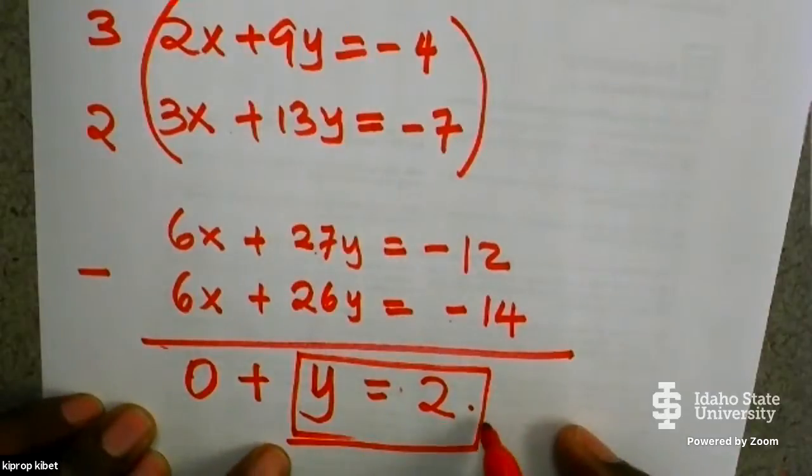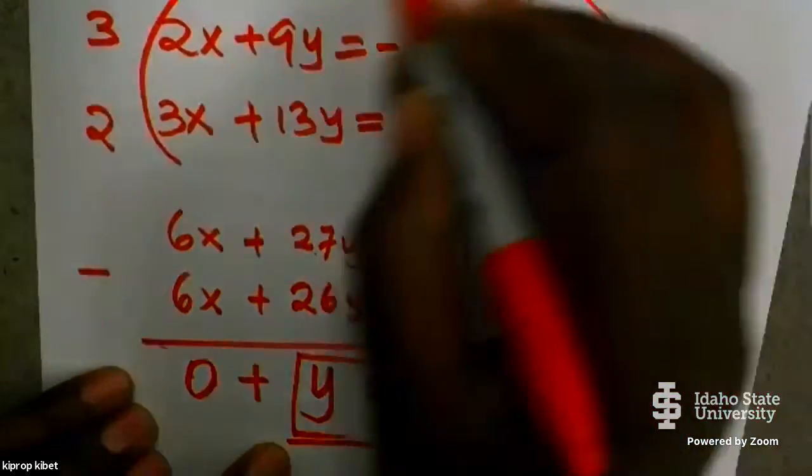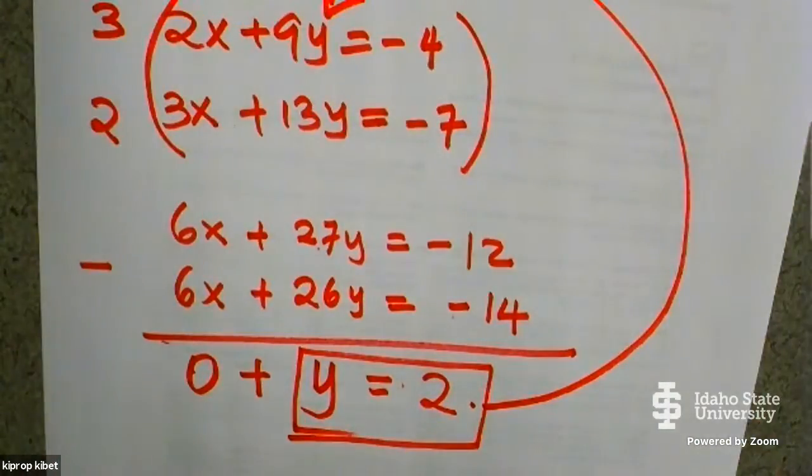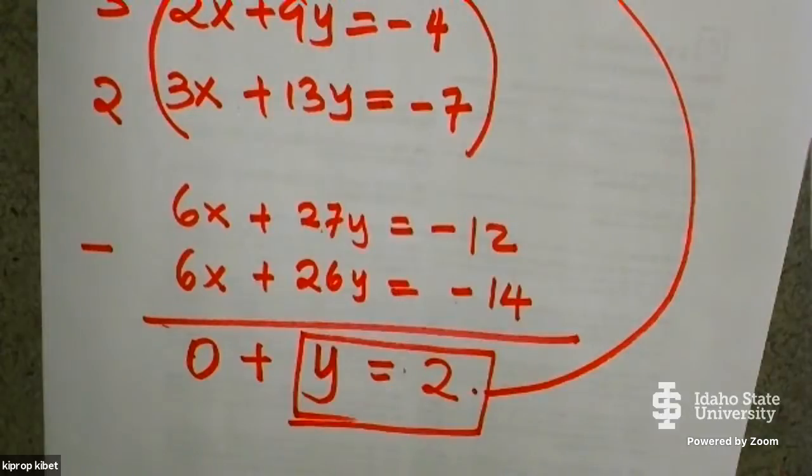Now you bring this y equals to 2 to the original equation. You take it back to the original. Either you use the first one or you use the second.